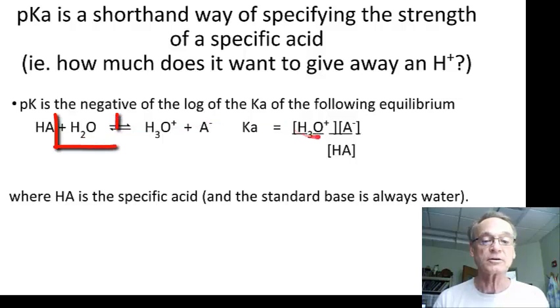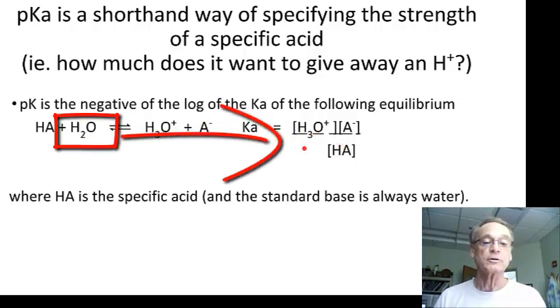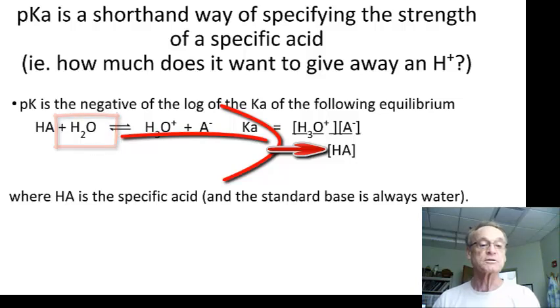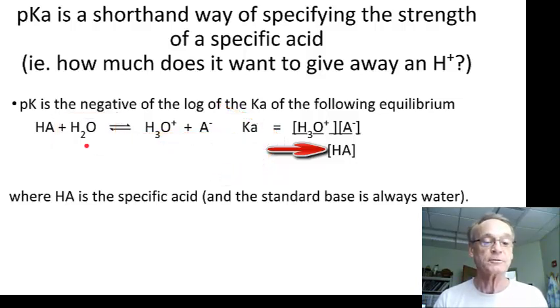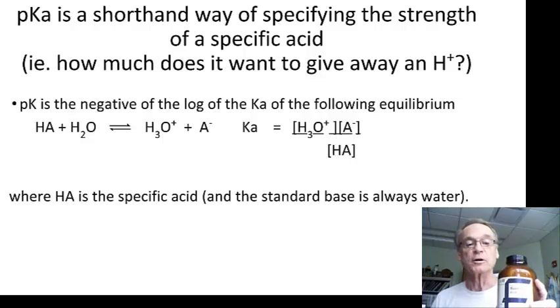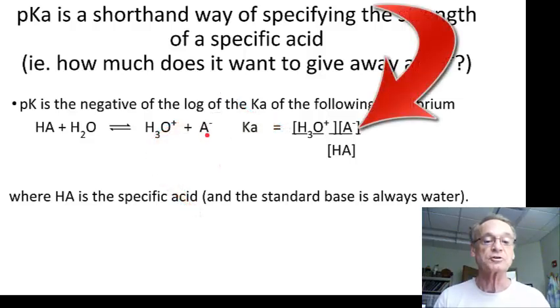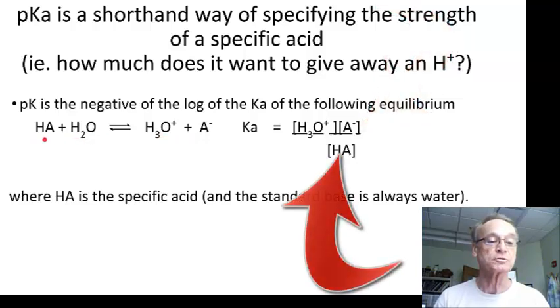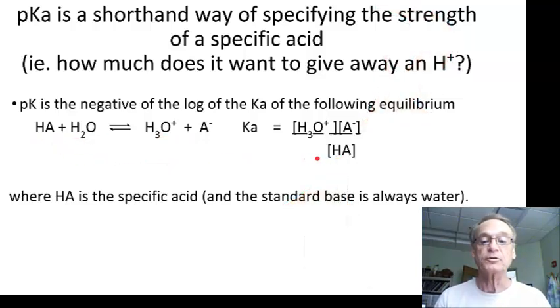Notice that we don't put the water into the equilibrium constant because, like with all equilibrium constants, we don't put in liquids, and that's the solvent, so it's a liquid. This just reminds us that HA is the specific acid, and the standard base that we use is always water. So in other words, if we wanted to measure the Ka of mandelic acid, which by the way we don't have to because we just looked it up, we could put some of this into water, measure how much H3O+ there is, how much A minus there is, how much HA there is in the solution once it's come to equilibrium, and then put those numbers into this formula, and that would give us the Ka.